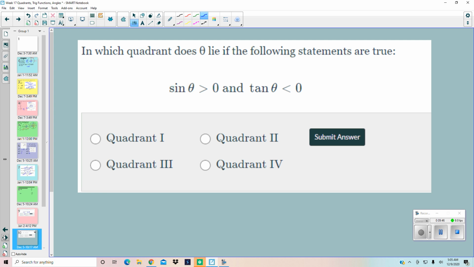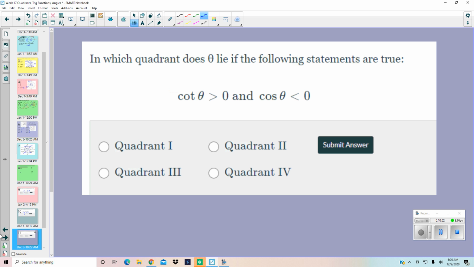Here we have sine is positive. Sine is positive, remember, in 1 and 2. Tangent is negative in 2 and 4. Again, my answer is going to be quadrant 2. Look at one more. Cotangent is positive. Cotangent is positive in 1 and 3, just where tangent is positive. Cosine is negative in 2 and 3. So that means my answer is quadrant 3.